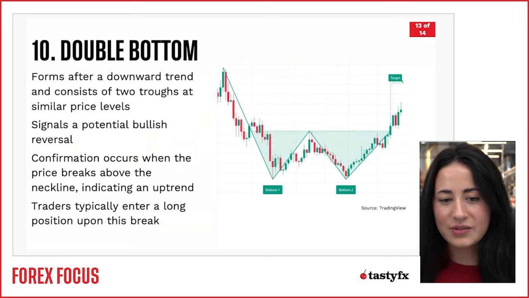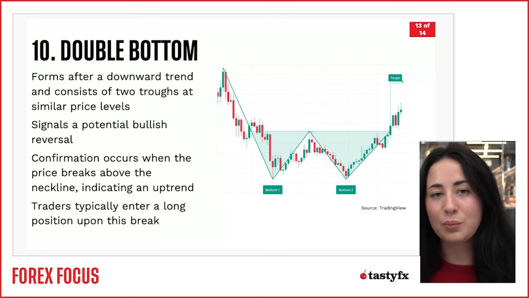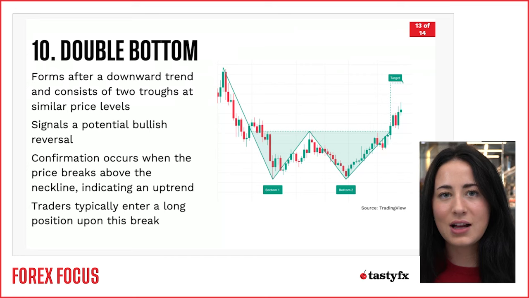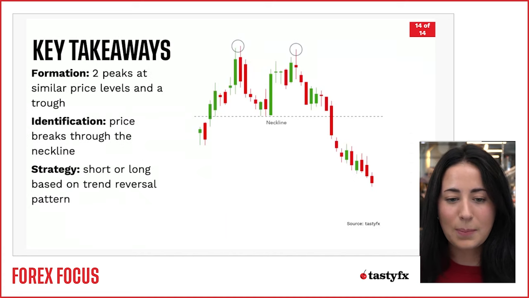Now for the inverse of this pattern, like I mentioned earlier, the double bottom. This forms after a downward trend, and it has two troughs at similar price levels with a peak in the center. So instead of two mountains pointing up, imagine just one. This will signal a potential bullish reversal in contrast to the bearish reversal. And confirmation occurs when the price breaks above the neckline, indicating an uptrend. Traders typically will enter a long position after this break.